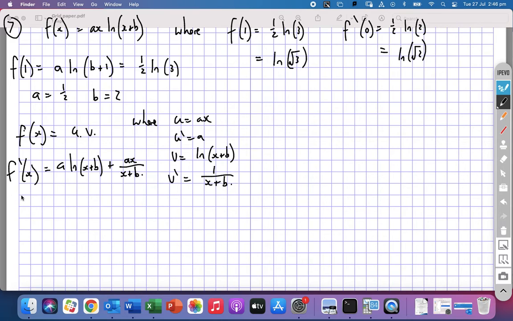Now we're going to substitute a 0 into that, okay? And so we'll get a log b. This will all become 0. And we know what it equals. It equals half log 2. Right. And again, I'm getting the same answer coming out of here. I'm seeing that a is half and b is 2. And I don't think we need to do anything else with this question.